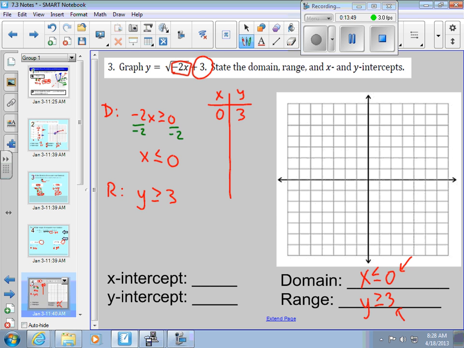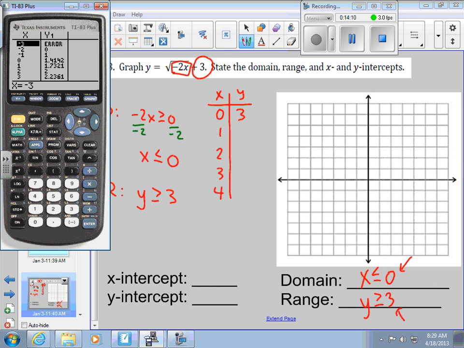If you want some more points after that, then you want to just pick x values bigger than that and see what the y value is. So you can plug in 1, see what it equals. Plug in 2, see what it equals. And this is, again, where you could use a calculator to help you out and see what those values are. So you could put it into the calculator, look at the graph, and see what it is.